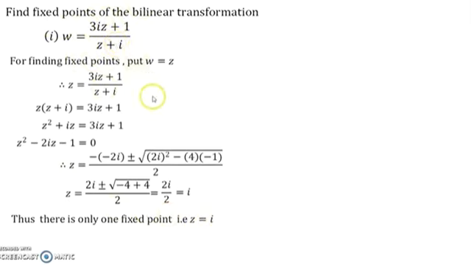Similarly, we may have another problem. w is equal to z by (2 minus z).